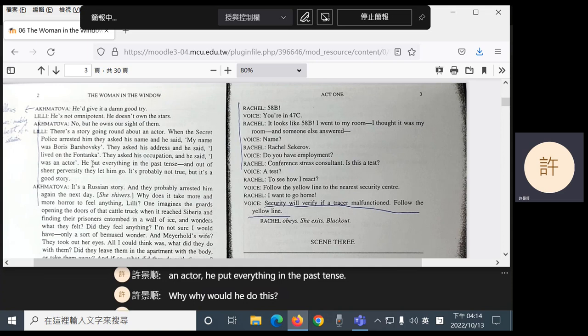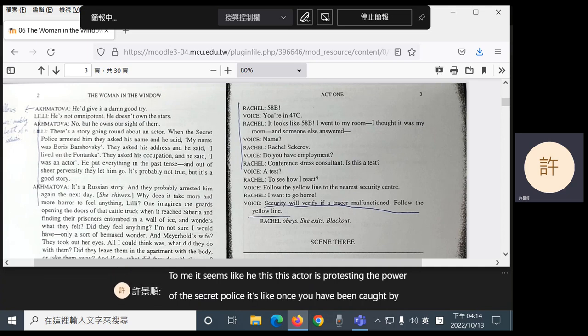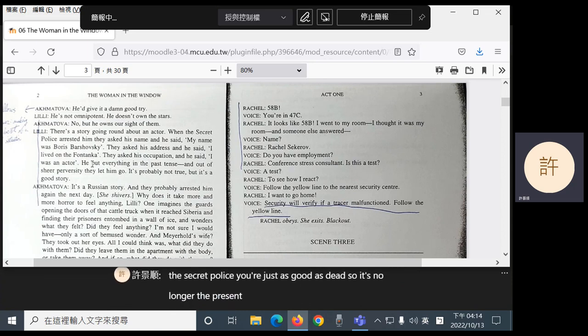To me, it seems like this actor is protesting the power of the secret police. It's like once you have been caught by the secret police, you're just as good as dead. So it's no longer the present tense, it's the past tense. And that's where we get the twist at the end of the story. Out of sheer perversity, they let him go. Perversity in Chinese, we call this 变态, or 心理变态. So like just to fuck with him, basically, they let him go.